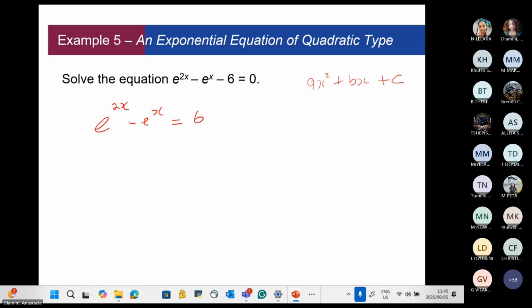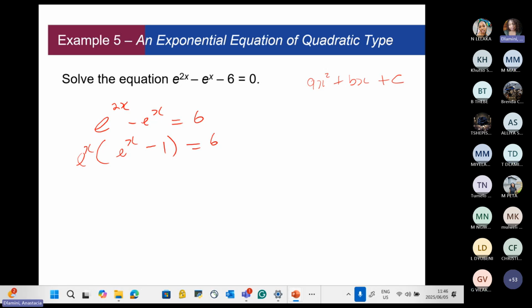Then we do what? Take out the common factor, and then take the common factor outside, which is going to be e to the power x. Then what are we left with? We are left with e to the power x minus 1. Then we divide, no sorry, we say e to the power x is equal to... Yes, continue. You're right.